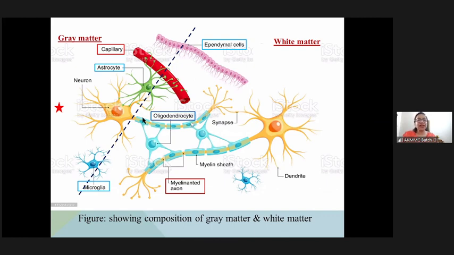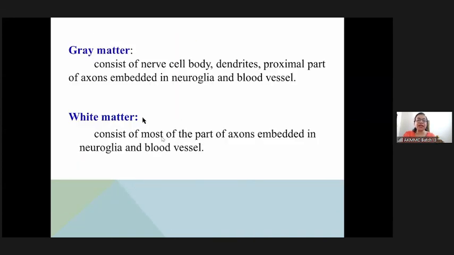Right? So what will we get in the composition of white matter? Most of the part of the axon is embedded in neuroglia and blood vessels. These are the composition of gray matter and white matter. Did you understand this much? Yes, ma'am. Clear. Okay, very good.